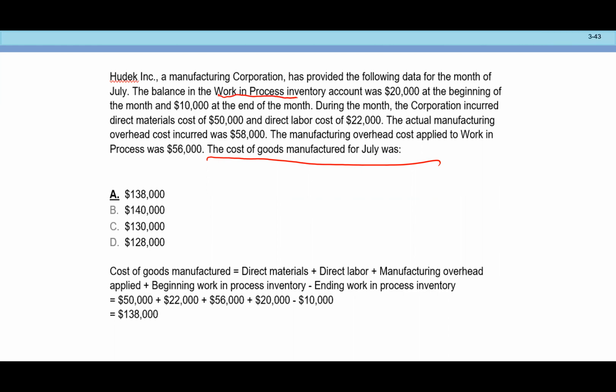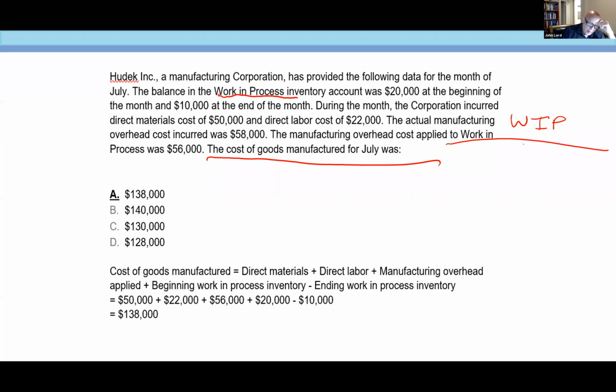Work in process. So since they're telling me about work in process, I'm just going to abbreviate that WIP up here. Okay. Then I'm looking for what? I'm looking for what got subtracted from work in process, right? I'm looking for the number that got subtracted.